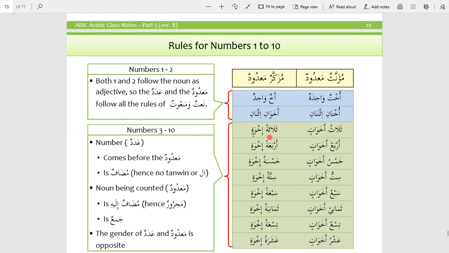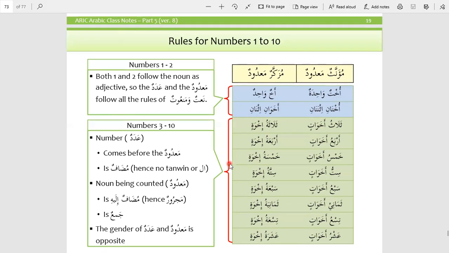Remember, with the plural of akhun, it is ikhwatin or akhwan. But now we're looking at this ikhwatin. Ikhwatin is not feminine, it's masculine. So take note of that in case you missed that one.